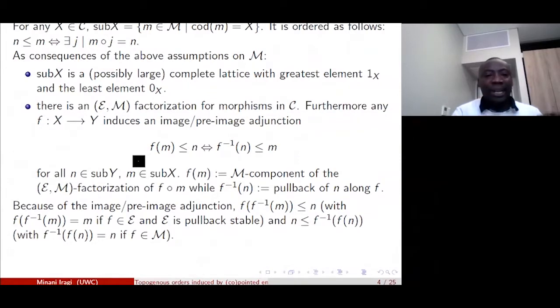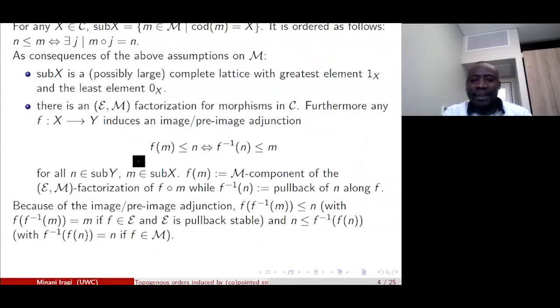This class, we order it by saying that a subobject N is less than a subobject M whenever one can find a morphism that composed with M yields N. Of course, with the assumptions that we have on the class M, we can easily deduce that Sub(X) of each object is a complete lattice, and the largest element in that lattice is the identity morphism on the object. Another important consequence of those assumptions is that there is a factorization of morphisms in C. That means that each morphism in C can be factored as a composition of a morphism in E and a morphism in M.